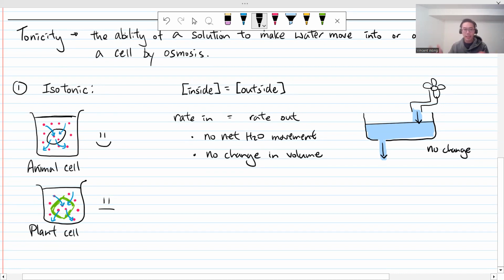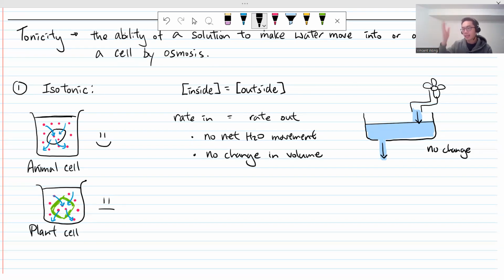So that's isotonic. Again, if it's an animal cell, fantastic, you love it. If it's a plant cell, they don't really like it. They prefer another kind of solution, but they'll live. It's not going to die yet. All right.